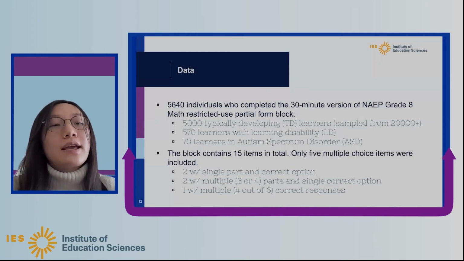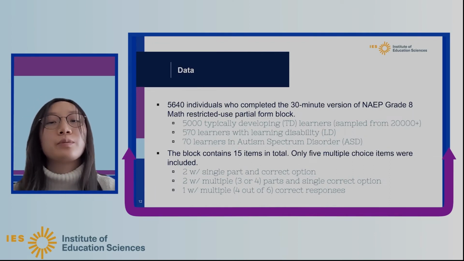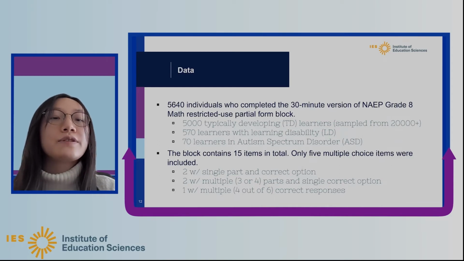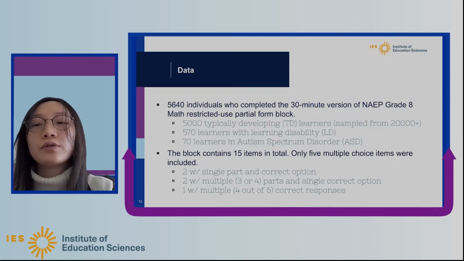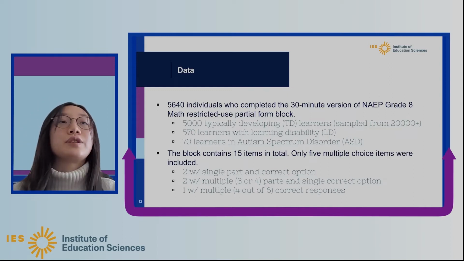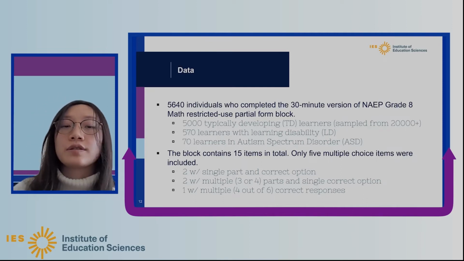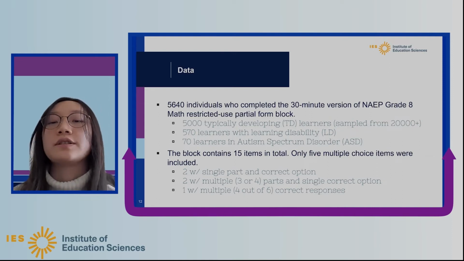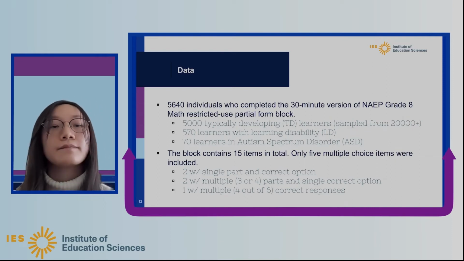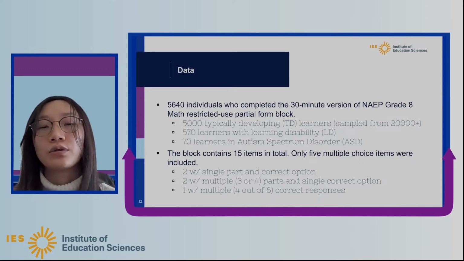The data we use contains over 5,000 individuals who completed the 30-minute version of the NAEP Grade 8 Math Restricted Use Partial Block items. This includes 5,000 typically developing, or TDE, learners who were sampled from over 20,000 to reduce the computational burden. This also includes 570 learners with learning disability and 70 learners with autism spectrum disorder, denoted ASD. This block of items contained 15 items in total.